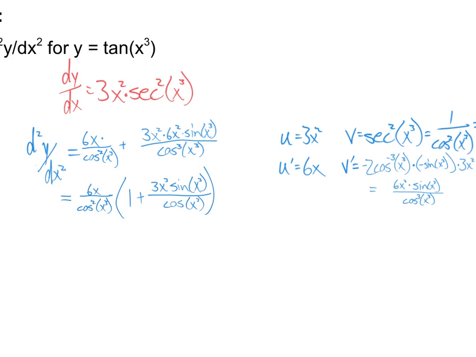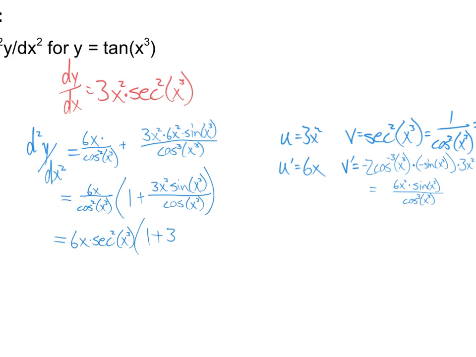Now, real quickly, I just want to show you something. We already saw that 1 over cosine squared was secant squared. So I could have rewritten this as 6x times secant squared of x cubed times 1 plus, and then what's sine over cosine?